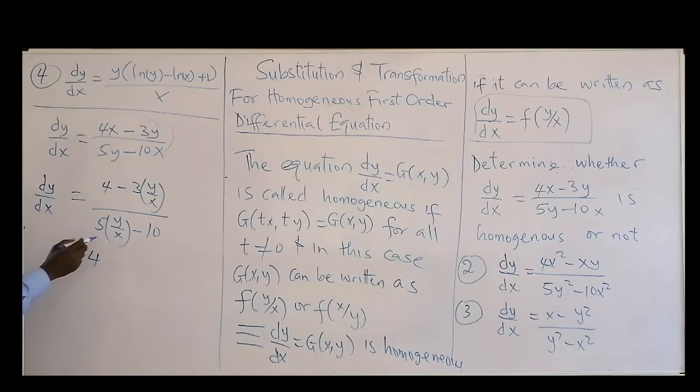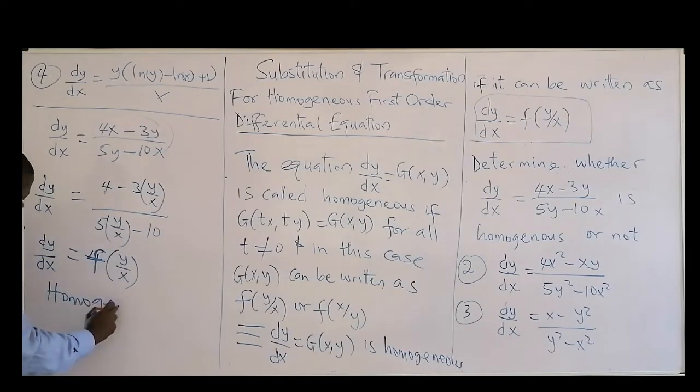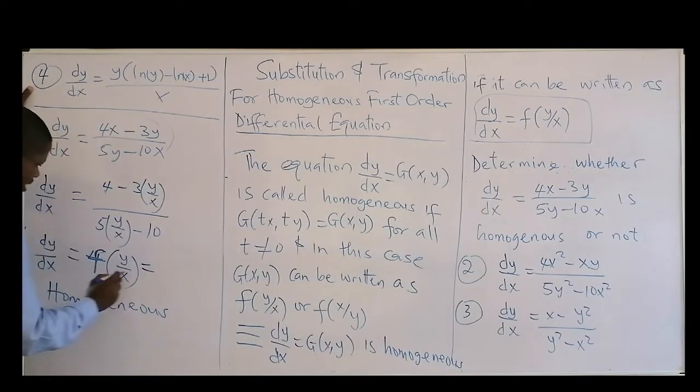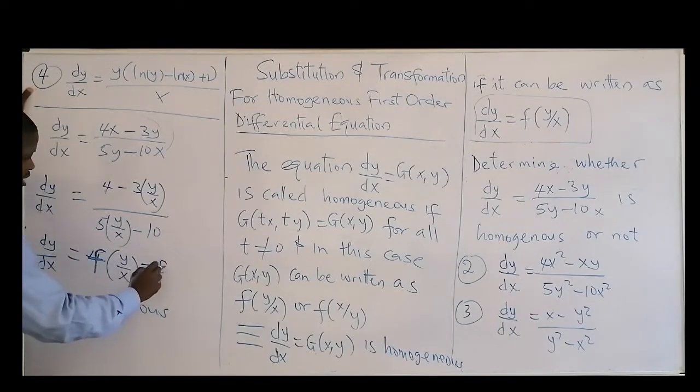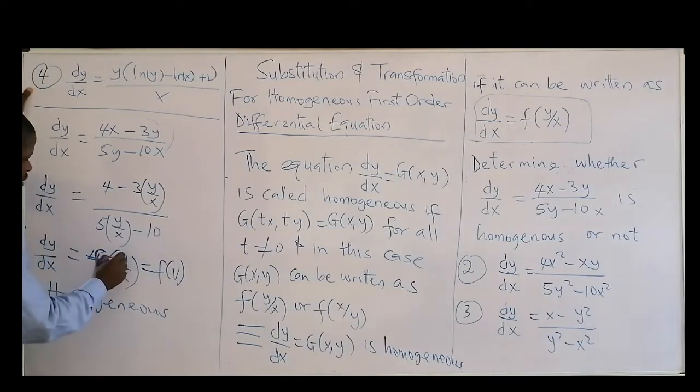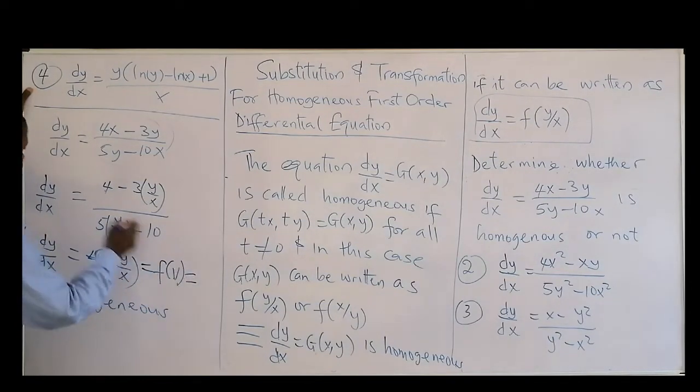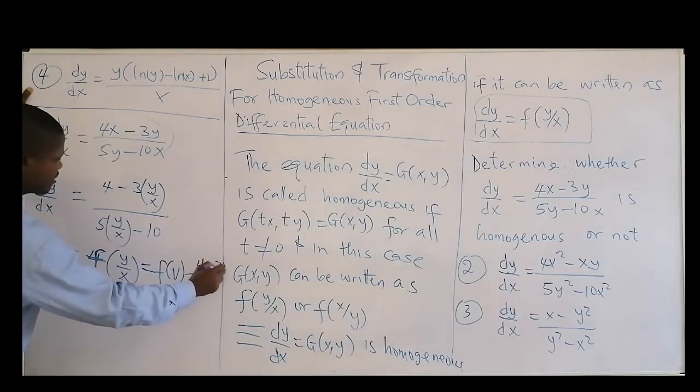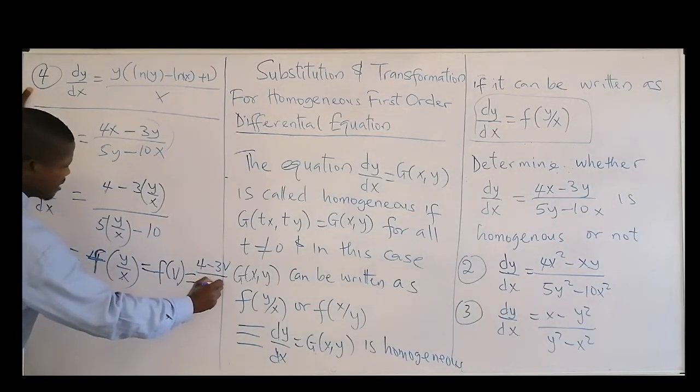In this case now, you can see that your dy/dx is a function of y over x. So this is homogeneous. And then we can go further here. We can substitute v for y over x, which gives f of v. Anywhere you see y over x, put v there, so f of v will be equal to 4 minus 3v all over 5v minus 10.